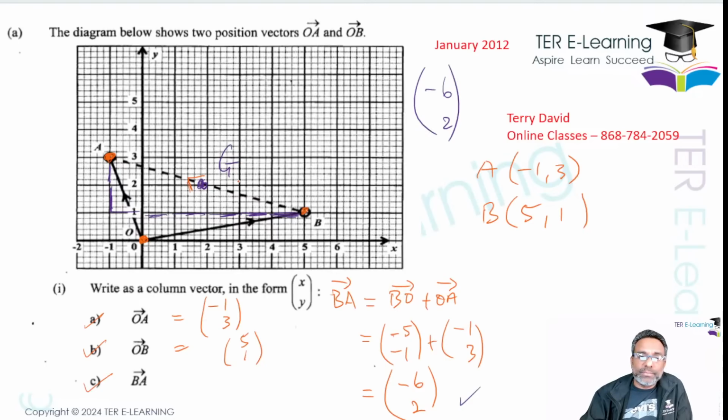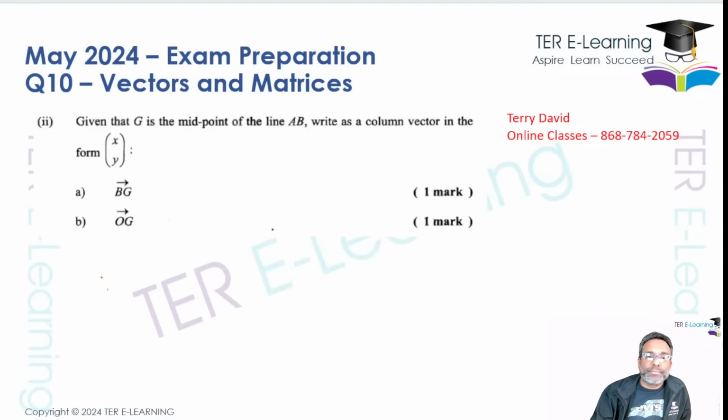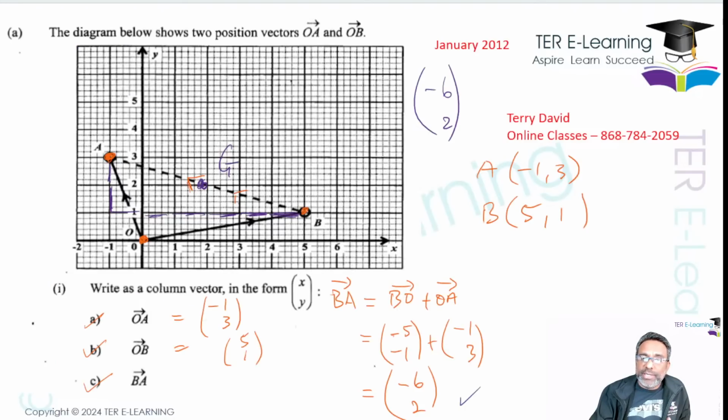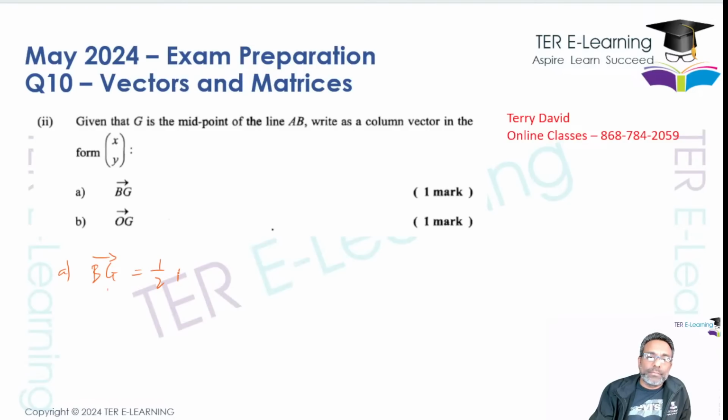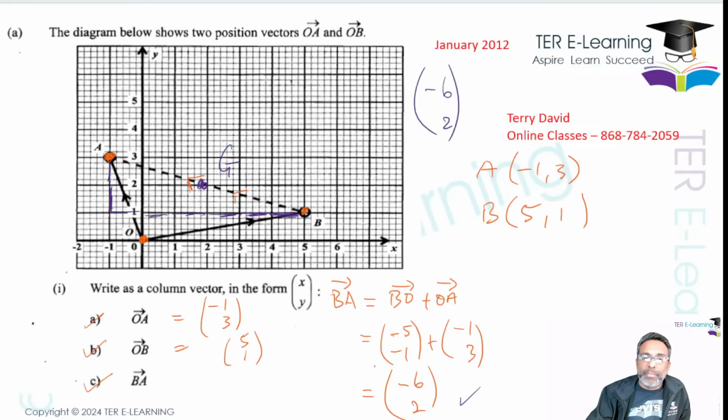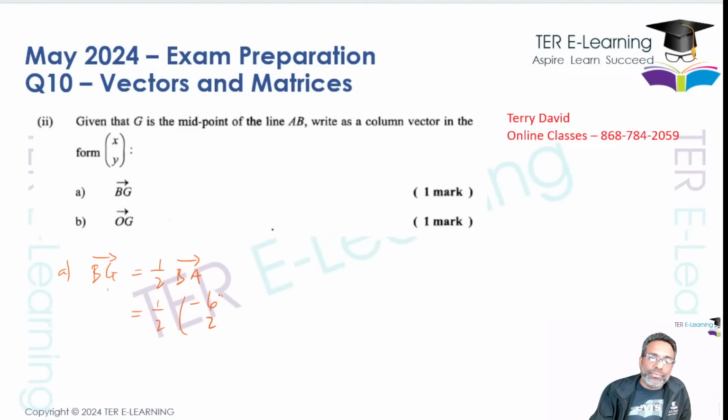So you want to get BG, so that's here. Now the thing is, if G is the midpoint of AB, it means that the vector BG is going to be a half of the vector BA. BG is a half BA. So this is going to be a half multiplied by the vector BA. They made us work out BA earlier, and BA was (-6, 2). So it's a half times (-6, 2), which is a scalar multiplication. We take a half multiplied by -6, and you're going to get -3. And then a half of 2, you're going to get 1. So this is my vector here, (-3, 1). That's the vector (-3, 1).